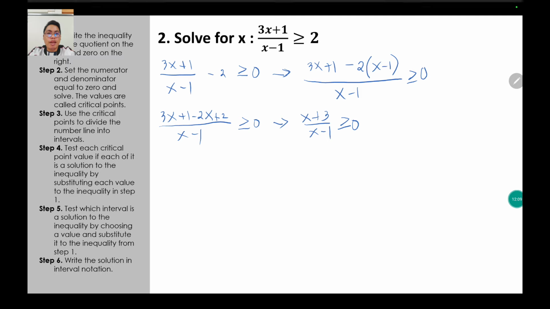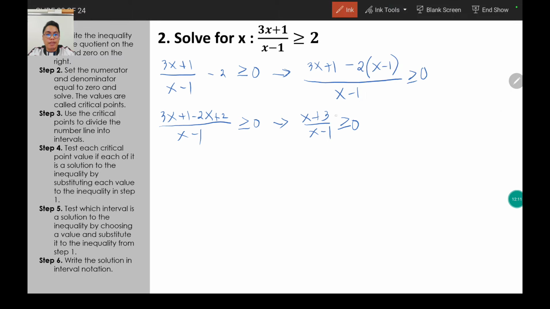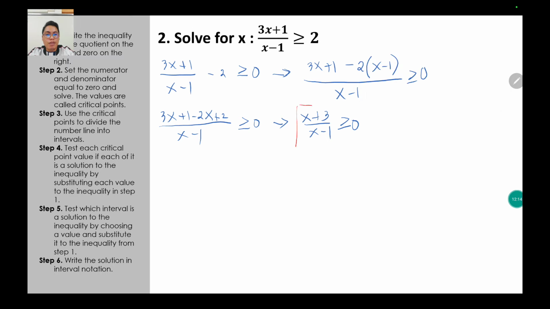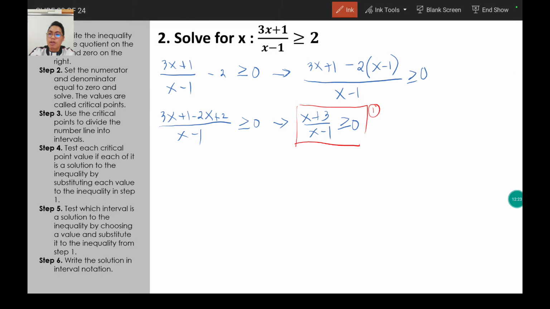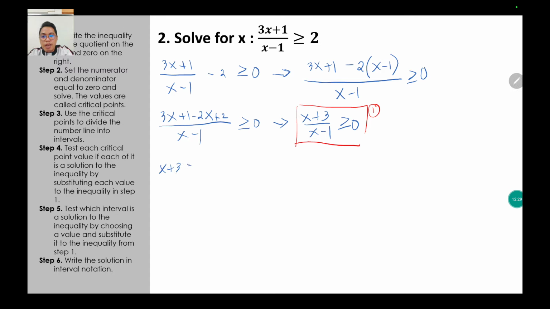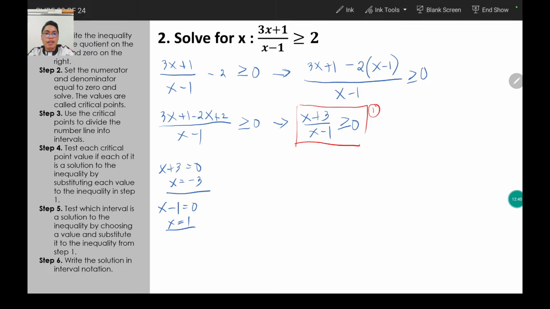So that is our step number 1. We now have the inequality. For step number 2, we set the numerator and denominator equal to 0. So we have x + 3 = 0, so x = -3. And then the other one is x - 1 = 0, x = positive 1. So these 2 points, ito yung step number 2 natin.